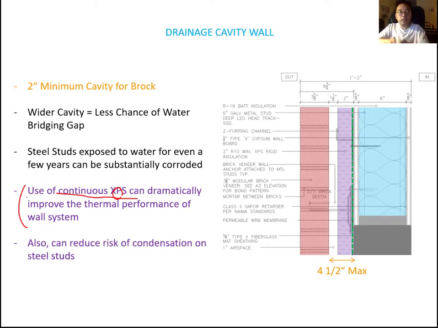And also when you have the rigid insulation outside, it also reduces the risk of condensation on the steel stud. What is condensation? If you have two different temperatures outside and inside, air always moves from higher temperature to lower temperature. Air always contains water. This water makes the condensation. It means when different temperatures meet together on a surface, it makes water. We can call this moisture. This moisture impacts your structure system.